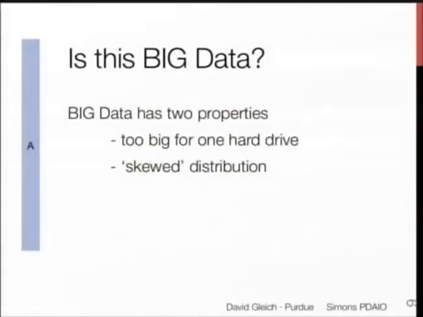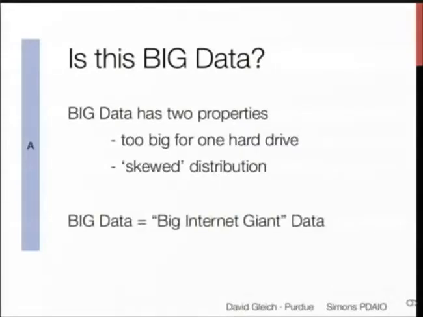Okay, but now we've been talking about big data, so I have a question. Is this big data? I said 4.5 terabytes. Sergey yesterday said that big data has two properties. It's too big for one hard drive, so we can check off that one. The other thing he said was that there's a skewed distribution. Now, I don't know what the skewed distribution is in here, so I'm not sure we qualify as big data under that one. But I think Sergey didn't tell us that he was really talking about an acronym.